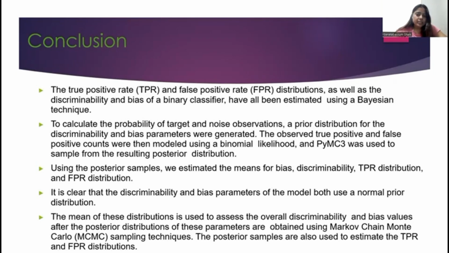Hereby, I conclude that a Bayesian technique has been used to evaluate the discriminability and bias of a binary classifier as well as the true positive rate and false positive rate distributions. After modeling the observed true positive and false positive counts using a binomial likelihood, PyMC3 was used to sample from the resulting posterior distributions. The models for bias and discriminability parameters both make use of normal prior distributions. The posterior distributions of these parameters are then acquired by a Markov chain Monte Carlo sampling procedure.